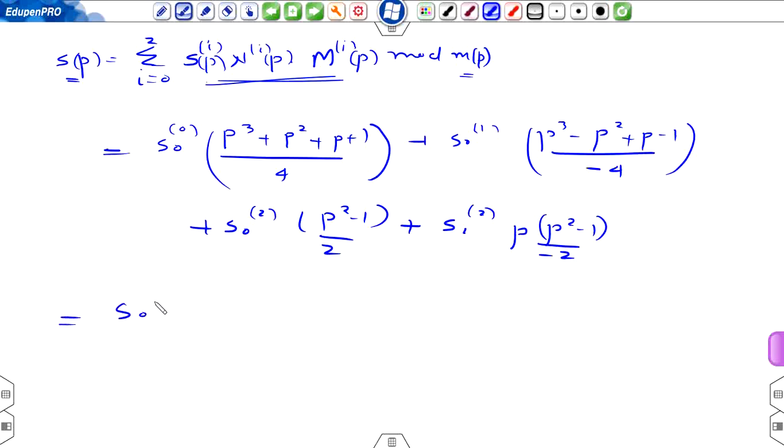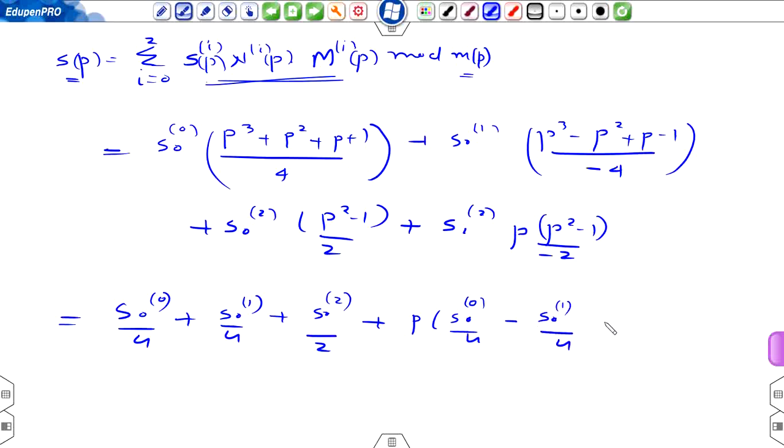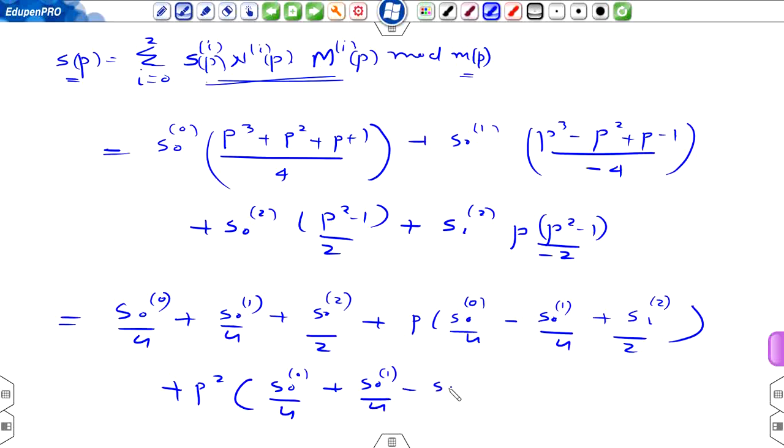So that will be equal to s0(0) divided by 4 plus s0(1) divided by 4 plus s0(2) divided by 2 plus p times (s0(0) by 4 minus s0(1) by 4 plus s1(2) by 2) plus p square times (s0(0) by 4 plus s0(1) by 4 minus s0(2) by 2) plus p cube times (s0(0) by 4 minus s0(1) by 4 minus s1(2) by 2).